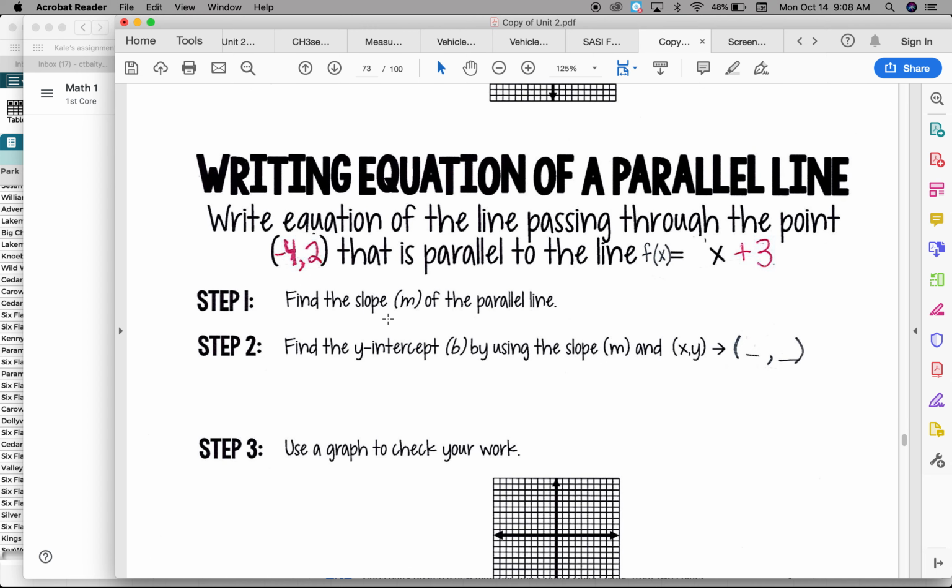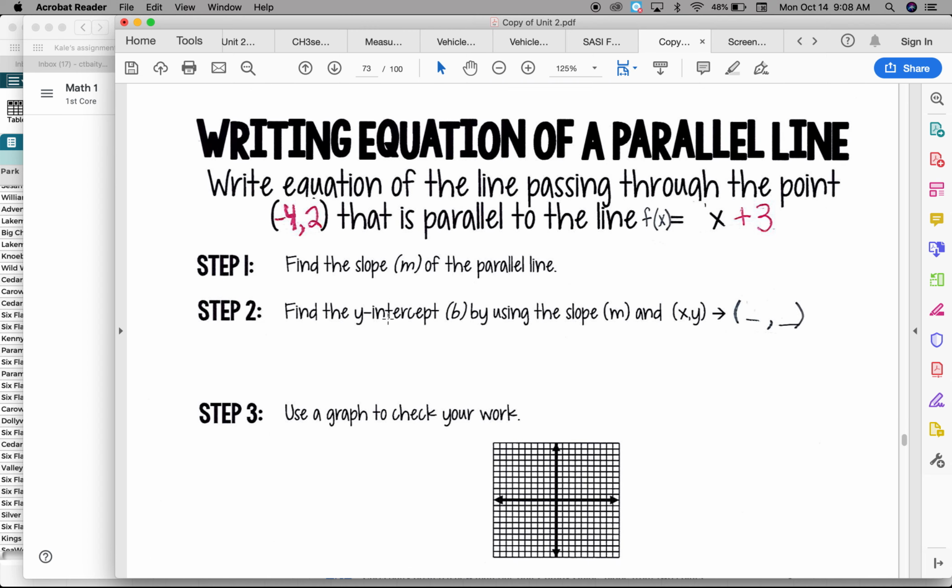Here we have the same thing except we're using f of x, and as we know f of x is the same thing as y equals. It tells us to write an equation of the line passing through the point -4, 2 that is parallel to the line f of x equals x plus 3. But here we know that our slope is 1, so we're going to take our points, and again y equals mx plus b. And so y is 2 in this equation, the slope is 1, and the x is -4. And then we're going to put plus b and solve for the b.